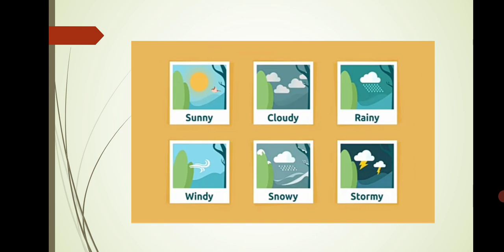And when there are clouds in the sky, the weather is cloudy. And sometimes there are clouds and the droplets fall down, the weather is rainy. And sometimes the wind blows, the weather is windy. Sometimes snow falls, the weather is snowy. And sometimes you have seen thunder and lightning in the sky, so the weather is stormy.